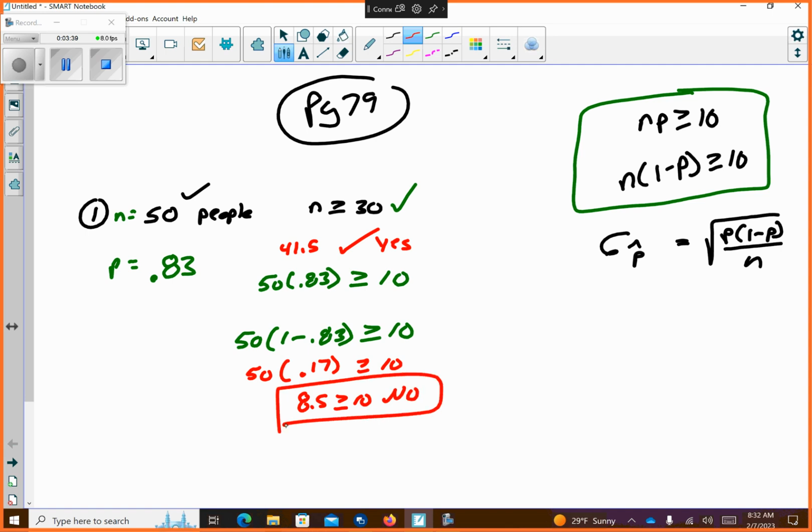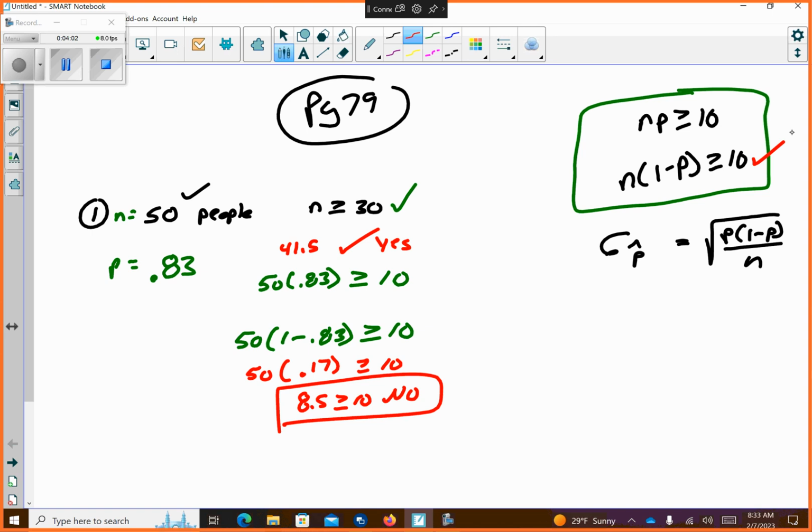So friends, we cannot use this as a normal distribution because it failed this test here. It wasn't a value bigger than 10. So keep that in mind. We have a random sample, that's great. The random sample is greater than 30. Great, we're starting to look like we're doing a normal distribution.